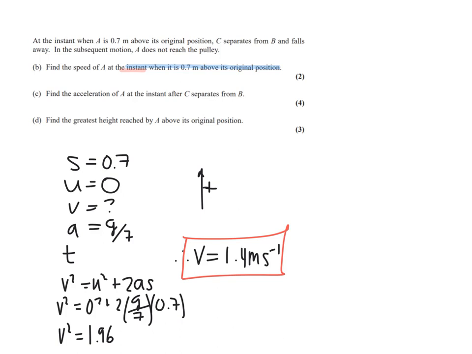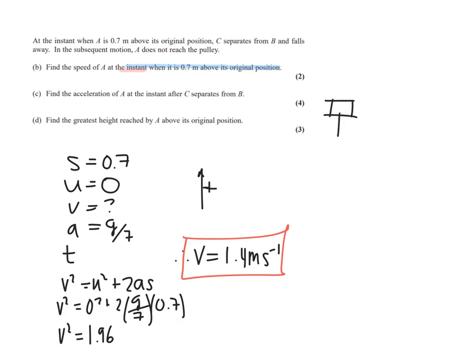Okay, part C, find the acceleration of A at the instant after C separates from B. Well, it's not going to be g over 7 anymore, because g over 7 was calculated on the fact that B and C were stuck together with a weight of 4m respectively. Now we don't have that. So we should redraw our diagram and have a look at what we do have.